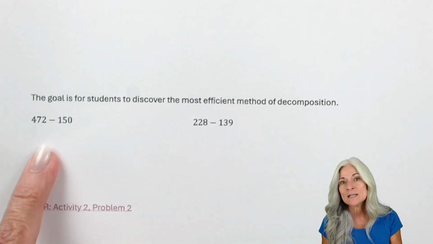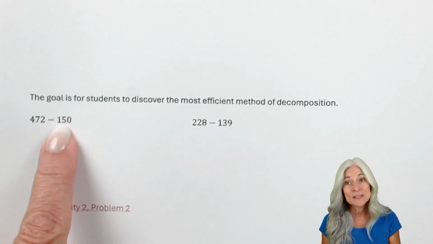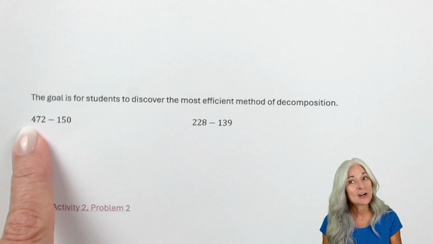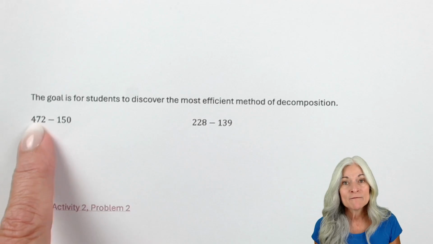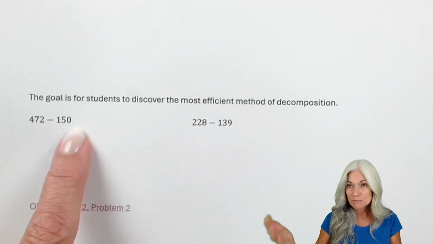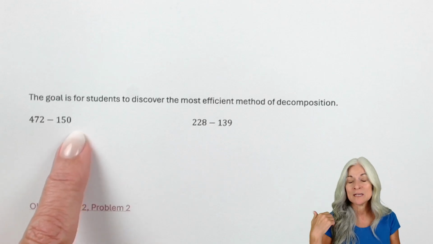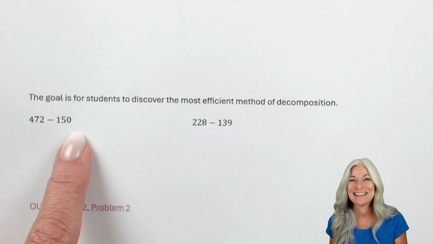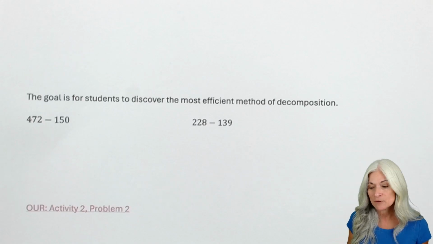Now, when I'm looking at one like this, decomposing by place value makes sense because if I look at all of these numbers and the second number, they're all smaller than the first number. So it would make sense to have 472 minus 100 would be 372, minus 50 would be 322, and that's it, 322 for that one.